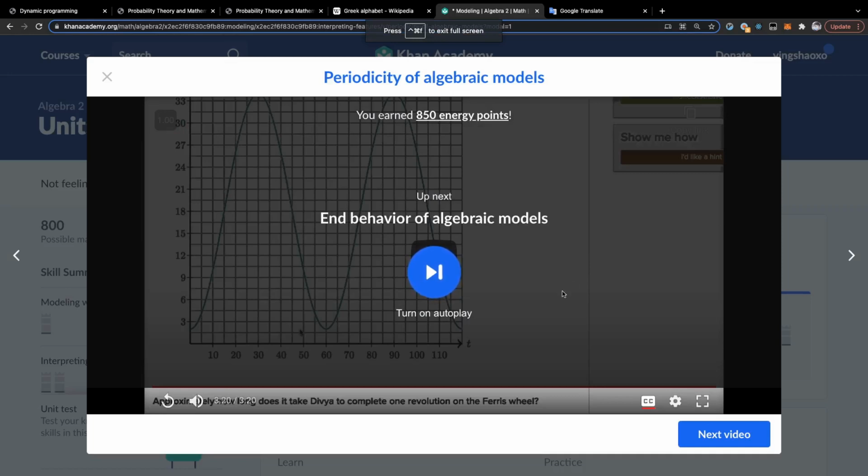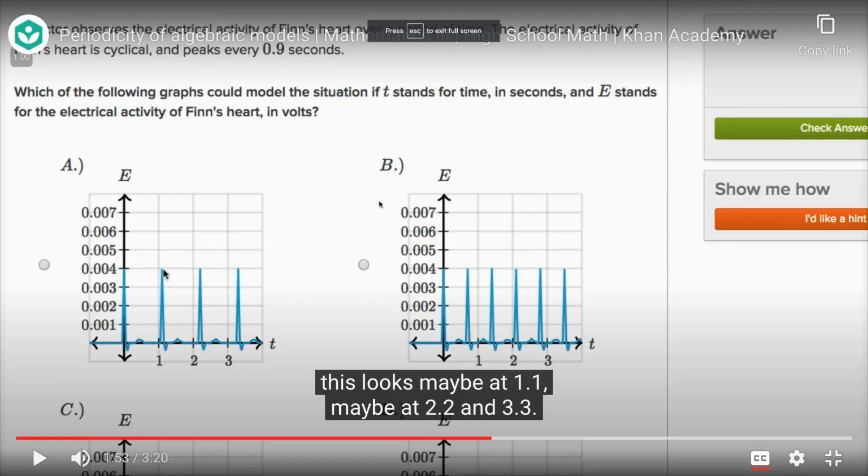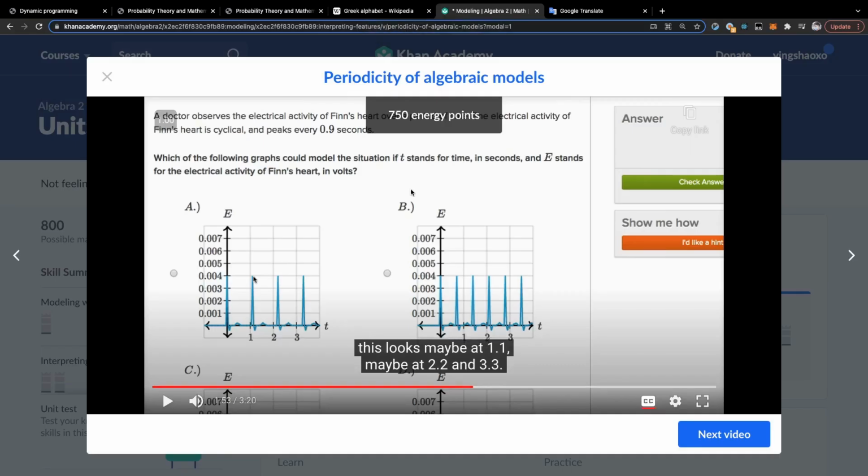Sorry, what is this? What is this kind of video told us? I don't know. A little bit more than 1. This looks like maybe. Okay, so at the beginning, what it showed us is a graph with repeated periods inside of that. Then it asks a question: which of the following graphs could model the situation if T stands for time in second and E stands for the stands for the electrical activity of Finn's heart in volts.